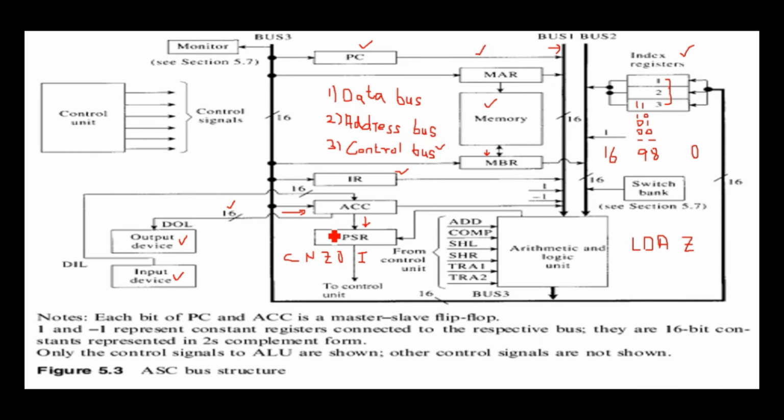So if the accumulator is giving data to the output device, it will be transferred from the data output lines. DOL stands for data output lines. And if any input device wants to transfer data to the accumulator, data will be transferred through the data input lines, and these data input lines will also be 16 bits in length.